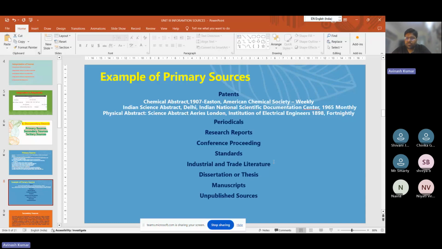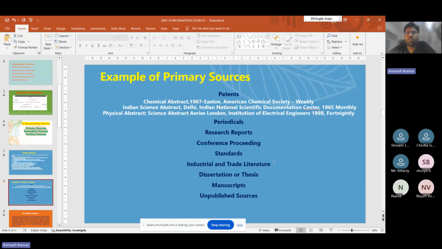First is patent, and next is periodicals. Third is research report. Fourth is conference proceeding. Fifth, standard. Sixth, industrial and trade literature. Seventh, dissertation or thesis. Eighth, manuscript. And last but not least, unpublished sources. These fall under the primary sources.